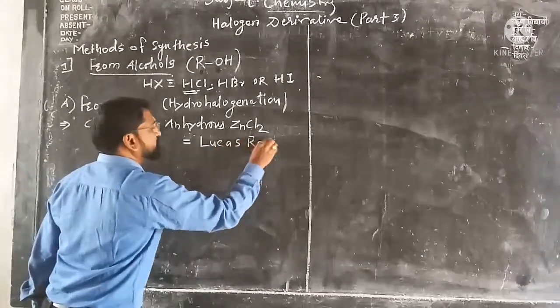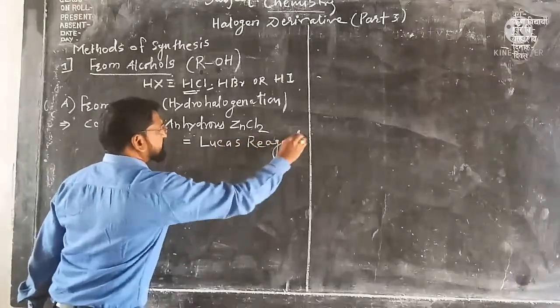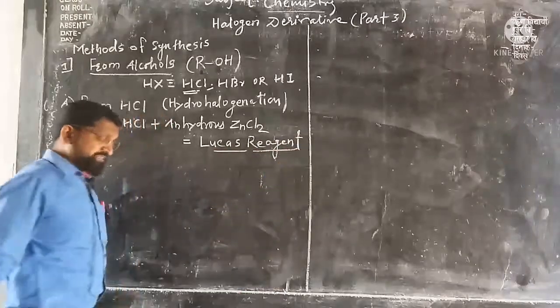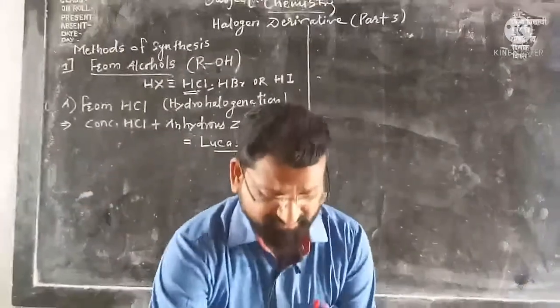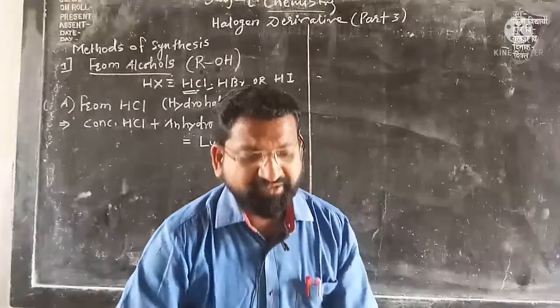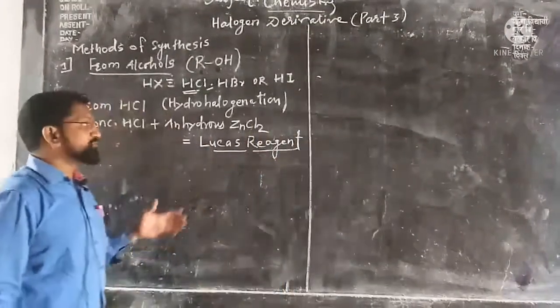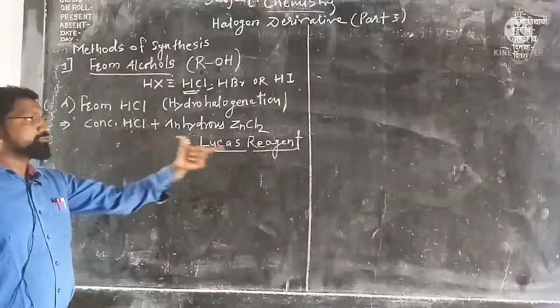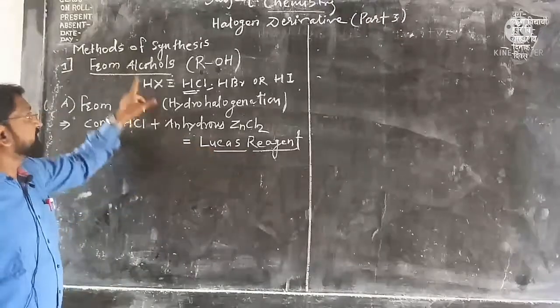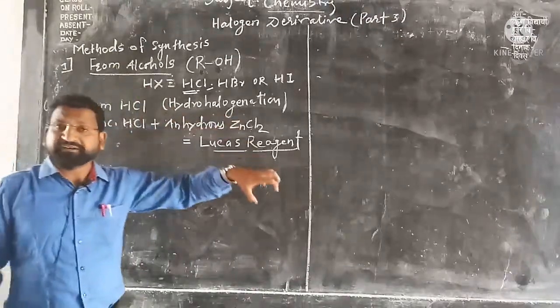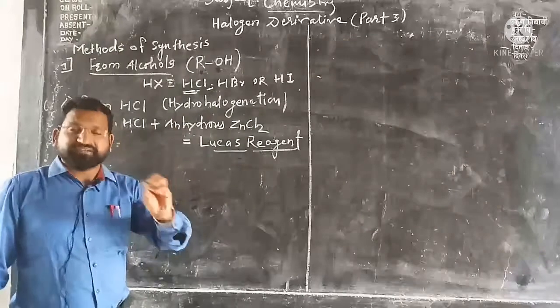What is that? Lucas reagent. In multiple choice questions, such a type of question can be asked: what is meant by Lucas reagent? They will give you pairs and you have to select the correct one. By using this Lucas reagent we can convert any alcohol into the desired alkyl halide, that is alkyl chloride.